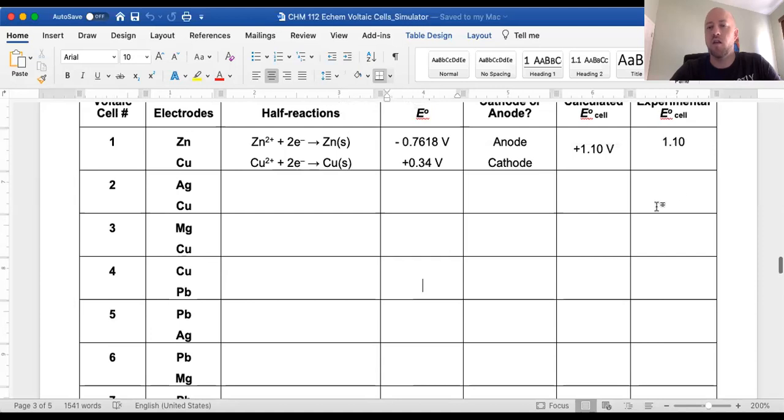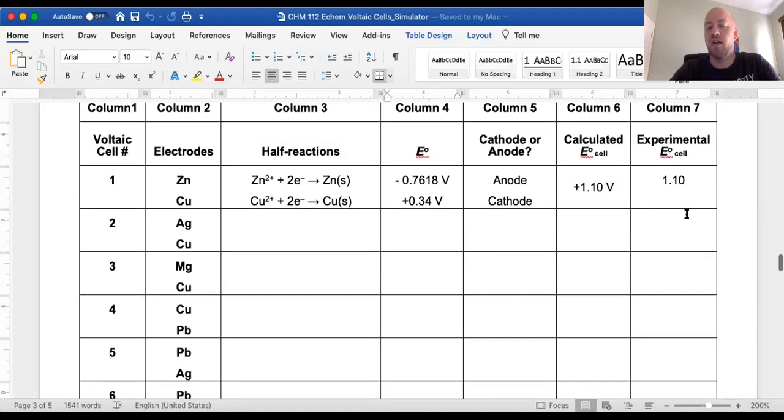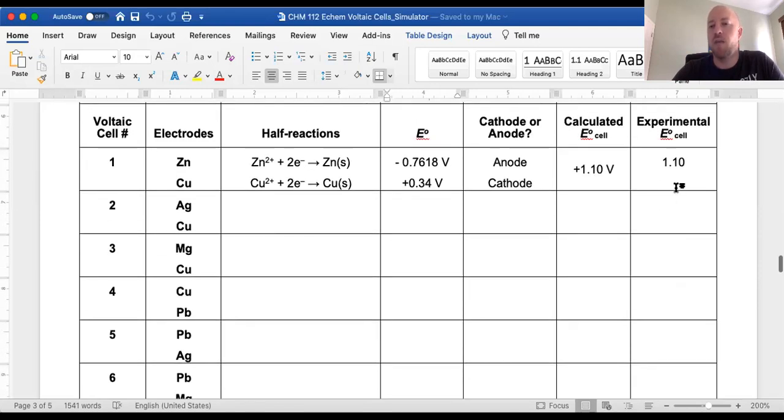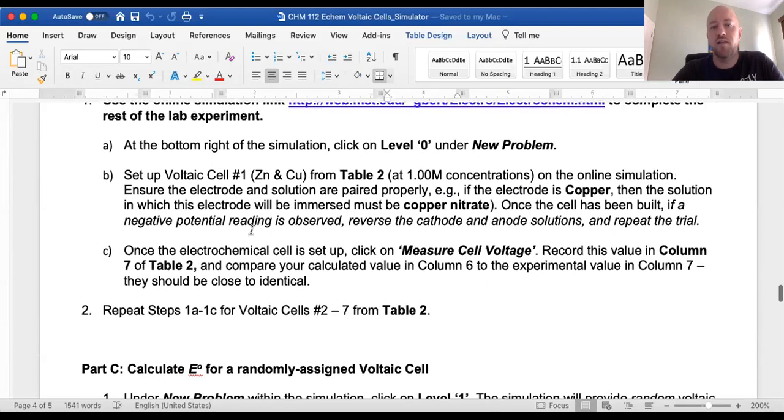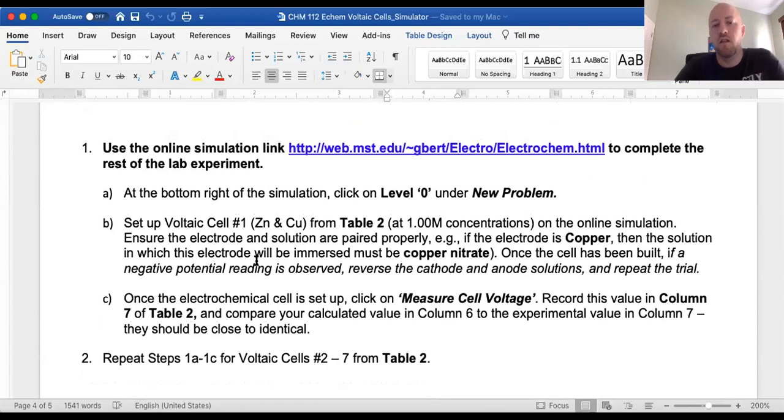Okay, so the simulator is just looking at what you actually got, or it gives you a relatively random, realistic approach that mimics what you might get in the cell. But you can see here that the E cell value was 1.1, and the experimental value was also 1.1, right? And if it obviously came out negative, that would mean you had the two swapped, right? So that's essentially the instructions here.